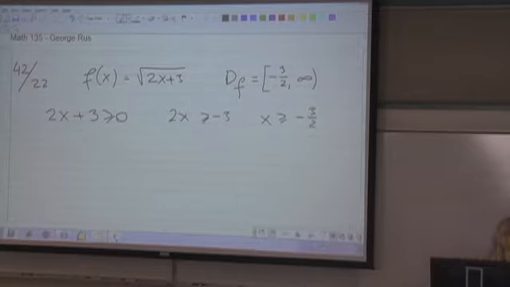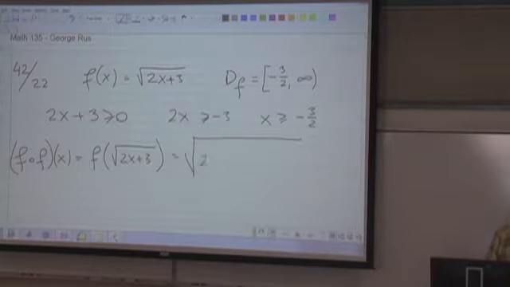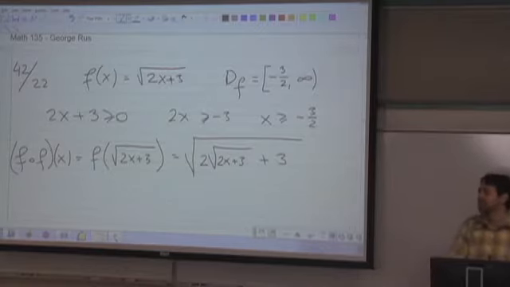Okay. So now if I look at f composed with f of x, I end up with f of the square root of 2x plus 3. So it's just going to be the square root of 2 times the square root of 2x plus 3, plus 3. Right? So then what is the question? Can you set that greater than or equal to 0? So again, I guess maybe your dilemma would be what's the domain of this function?